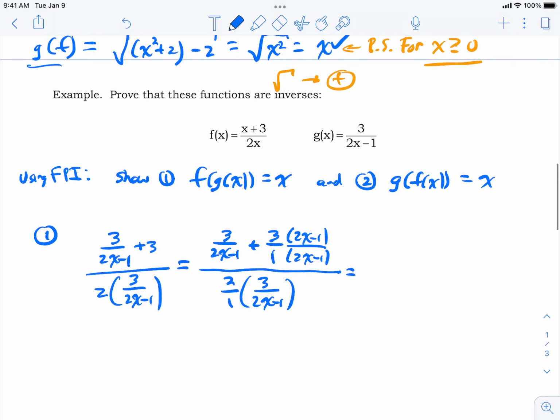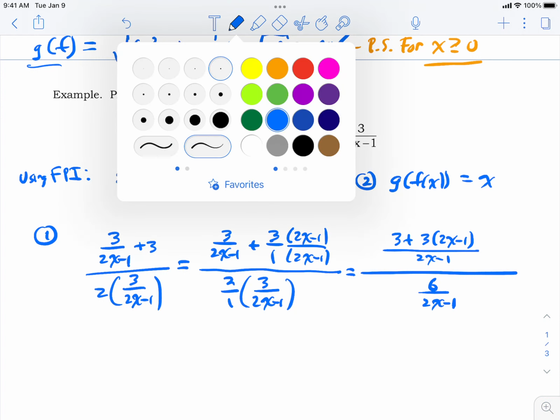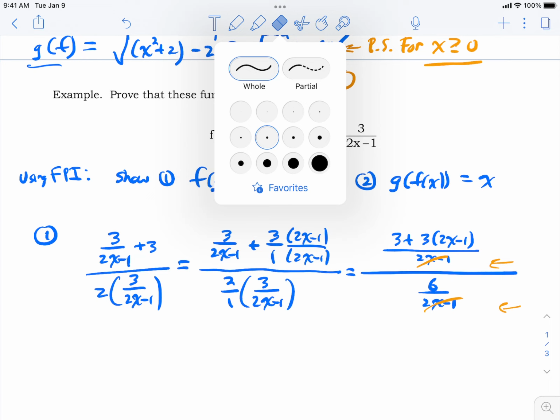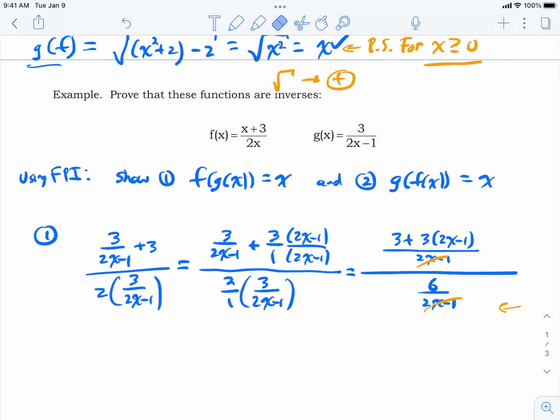Now let's play with some fractions here. Notice that we have a common denominator here, so we can just add across the tops. So I've got 3 plus 3 times 2x minus 1, all over the 2x minus 1. And then down here, I've got 2 times 3 is 6 on top, all over the 2x minus 1. Now at this point, feel free to just cancel those. I'm dividing by 2x minus 1, I'm dividing by 2x minus 1. They're doing the same thing, so you can cancel that, especially if you can get the eraser to work.